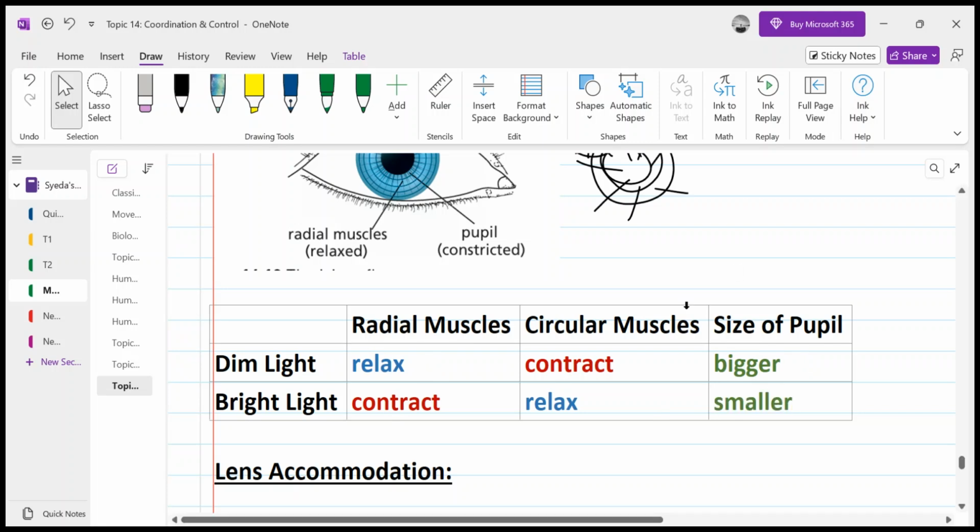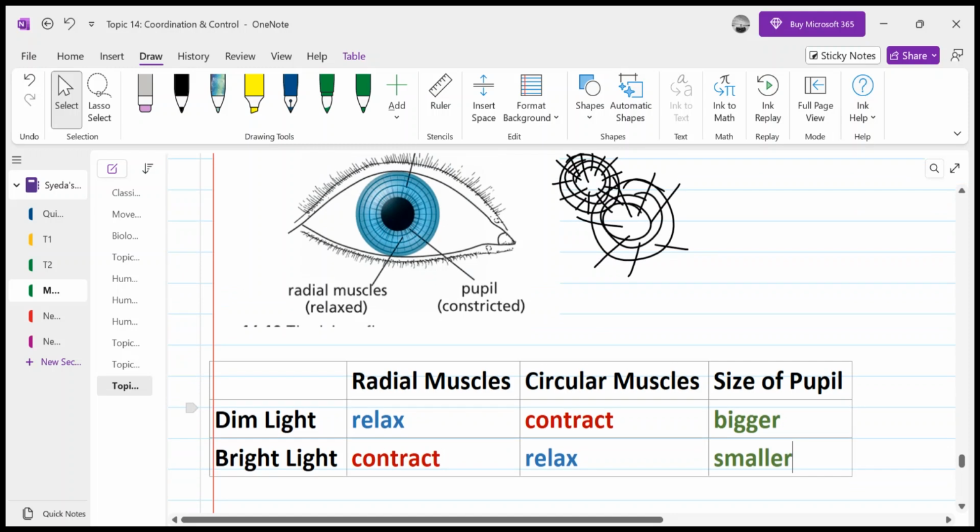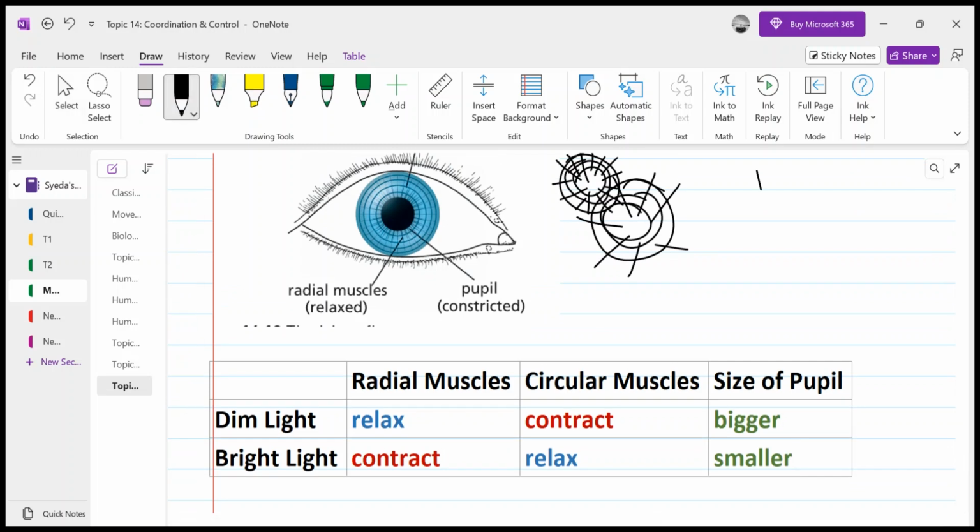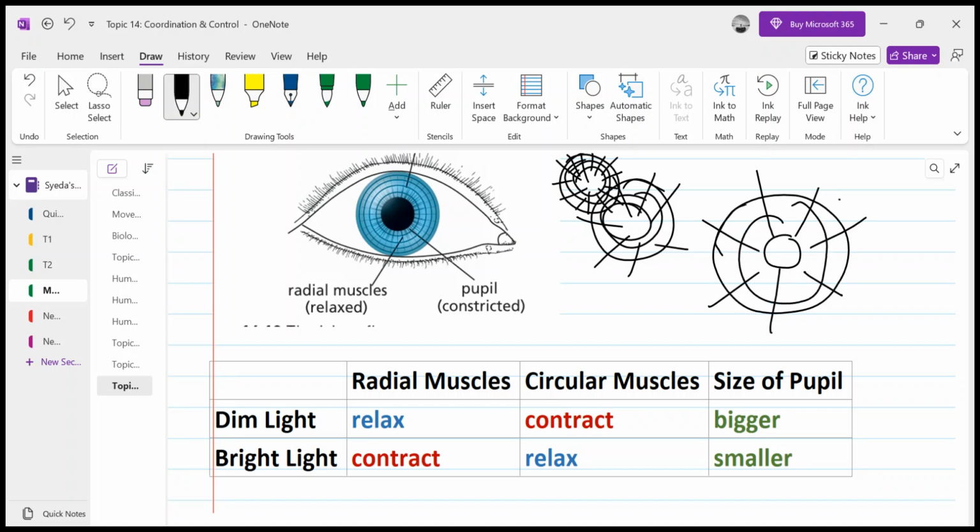Okay. So in dim light what happens? Circular muscles contract, and the radial muscles relax. Due to the radial muscle relaxation, relaxation means they are loosened and relaxed, right? So this makes the pupil size smaller, and these circular muscles are contracting in the dim light. So that's why the size of the pupil is small.